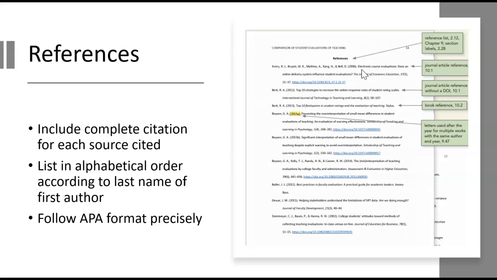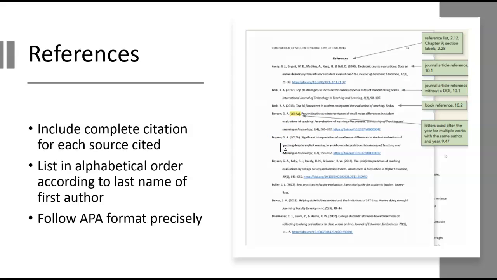The title of the article is in sentence case, which means only the first word or any proper nouns is capitalized. If there's a colon in the title, the first word after the colon is also capitalized. If there's a question mark at the end of a title, you don't put an additional period, you just leave the question mark. Journal titles are italicized.